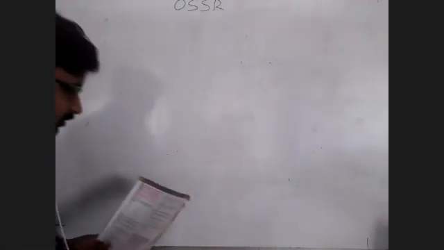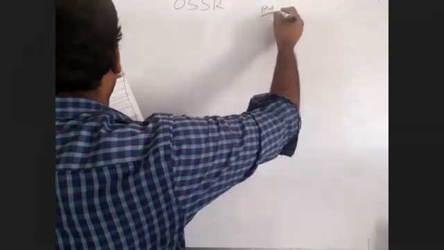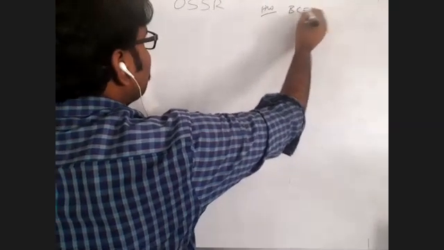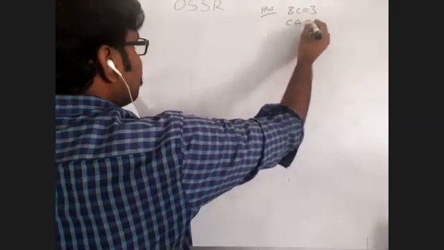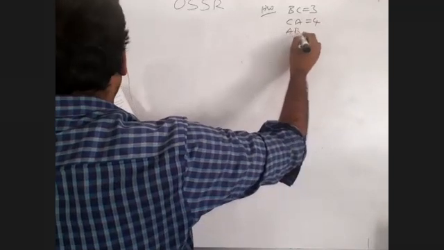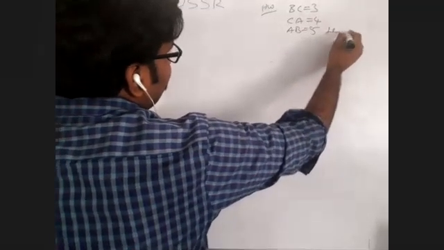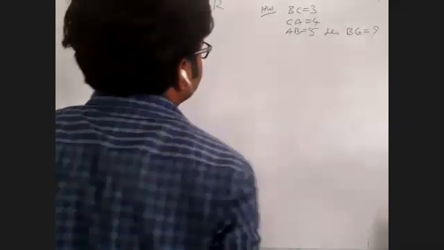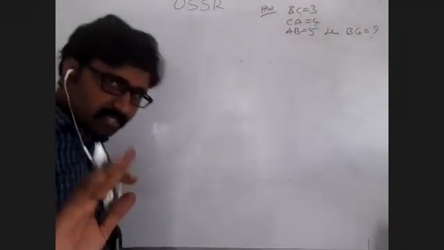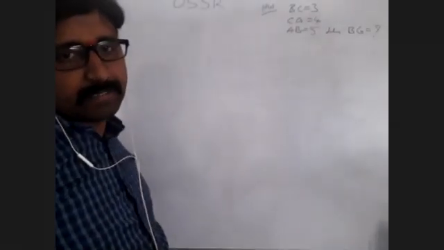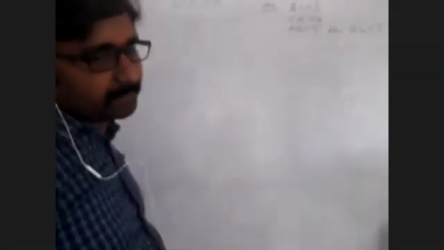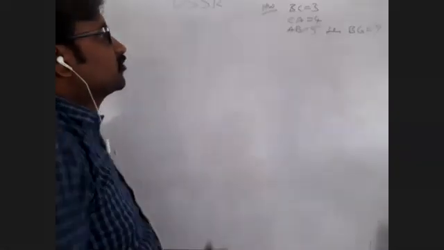I'm giving it as homework, copy this. If G is the centroid of triangle ABC, and BC is equal to 3, CA is equal to 4, AB is equal to 5, then BG is equal to what? We have a relation in terms of the three sides, the relations I gave you. By using that you can find it. This is homework question number 1. And next, related to centroid, I will give you some homework problems.